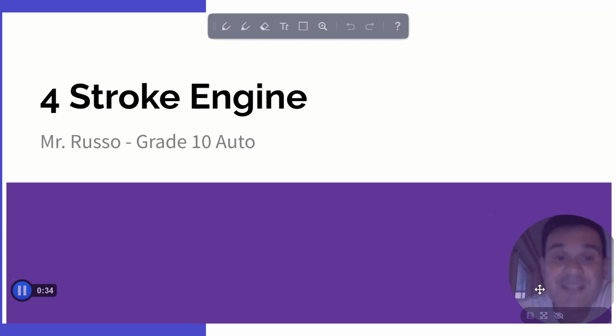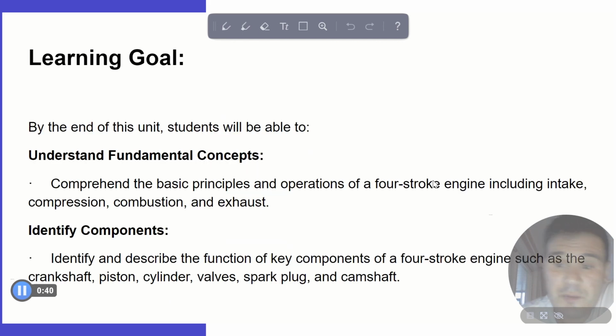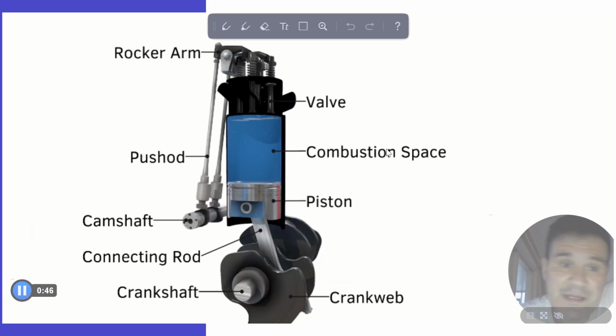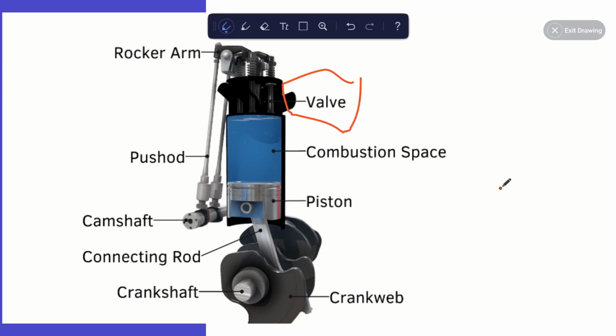So let's talk about the 4-stroke engine. So I can go to the next slide. And I can talk about the learning goal. Now, why are we doing this? What do you need to know for the unit test? And I talk about the learning goal. And then I go to the next. The parts that you're going to need to know are the rocker arm, the valve, the camshaft, the piston. Again, I have my markers here. So if I want to highlight something and say this, the valves are really important, right? I can do it just like that.